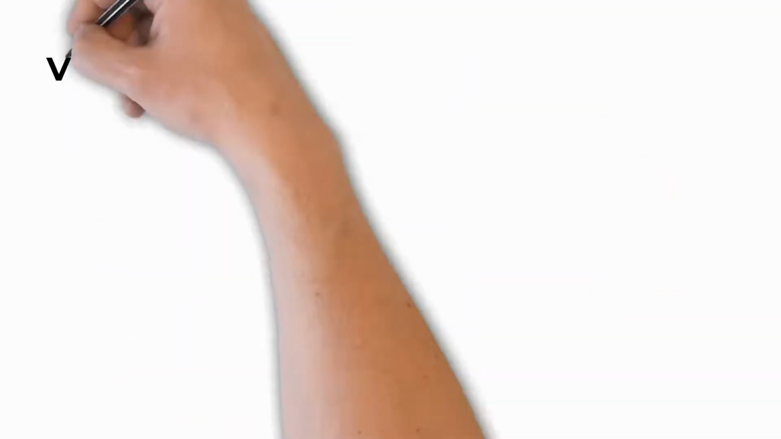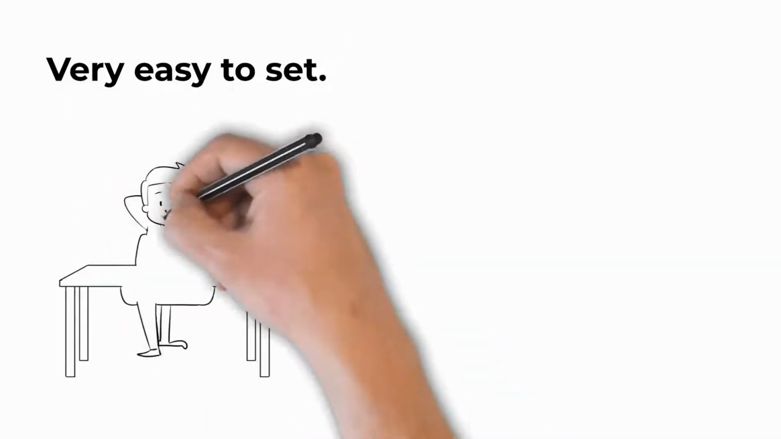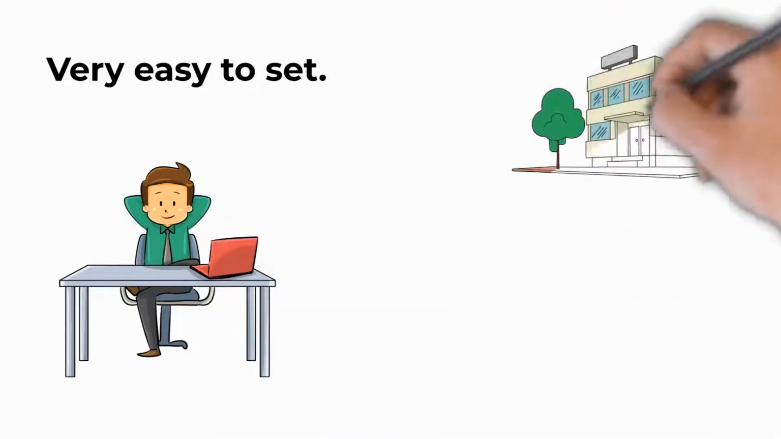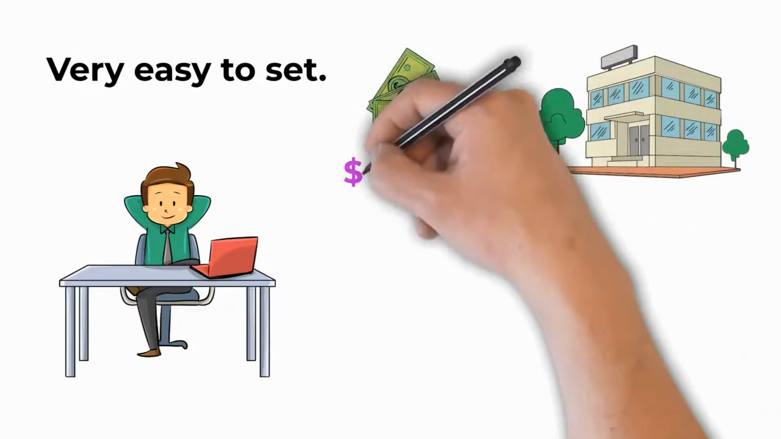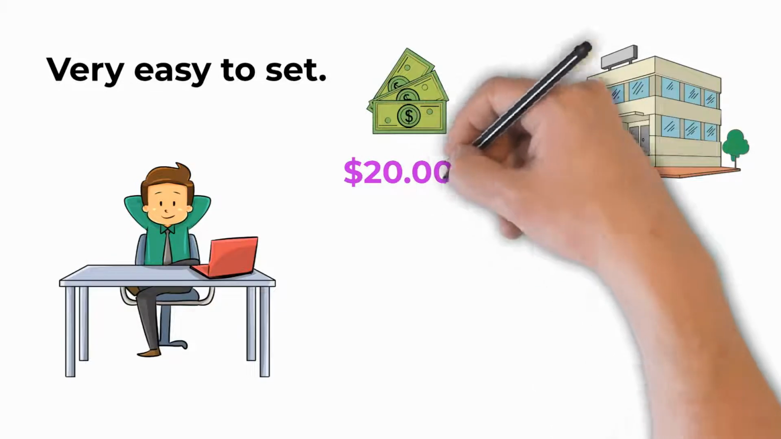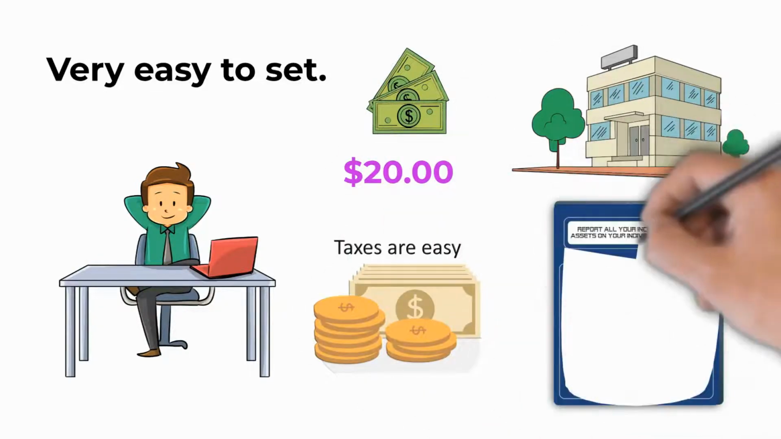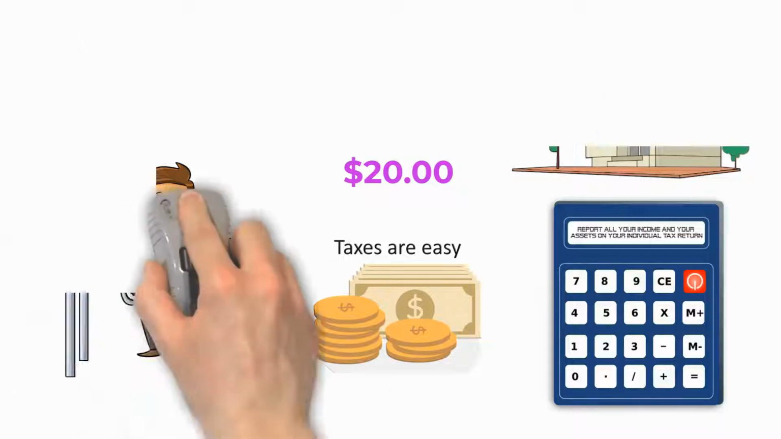The benefits to a sole proprietorship is it's very easy to set up. You put a shingle up, and bam, you have a company. You can get a doing business as name certificate with the state, and it's about $20. And so it's very inexpensive, it's very simple. The taxes are easy. You would report all of your income and your assets on your individual tax return as part of your filing for your business as well as your individual income. And so it's very simple.